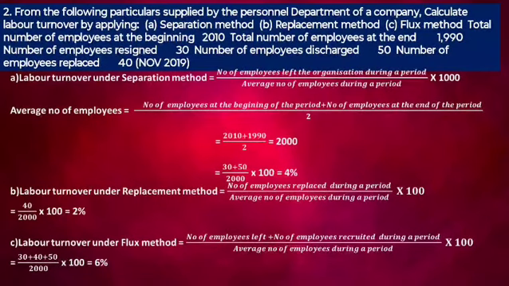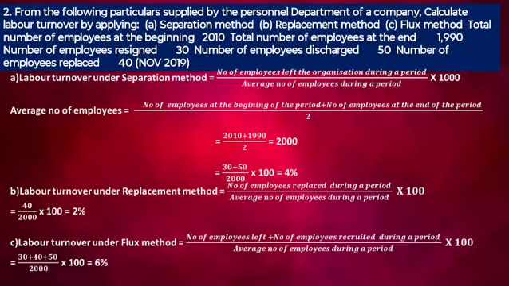So in the same way, for labor turnover under separation method, as I have told you, you have to mark the word left, then divide by the average number of employees during a period. Already we have seen how to calculate average number of employees. The simple formula is number of employees at the beginning of the period plus the number of employees at the end of the period, as given in the problem, 2010 plus 1990 divided by 2, you get 2000. Now we move on to how to calculate in separation method. So 30 plus 50 divided by 2000 into 100, you get 4%. So the answer for separation method is 4%.